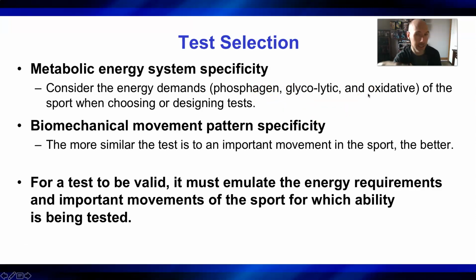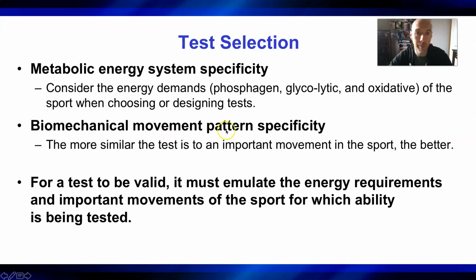Now, when you're selecting a test, you want to consider what the needs of the athlete are. If you have an aerobic athlete, then you want to select a test that measures the oxidative system. But if you don't have an aerobic athlete, there's no reason to measure the phosphagen system, right? So you want to think about test selection. One thing you want to think about is in terms of the energy systems that the athlete is using. Select tests that effectively assess those specific energy systems, okay?